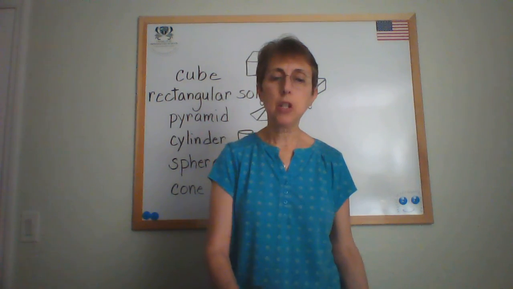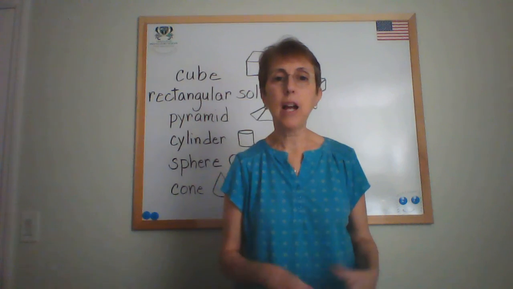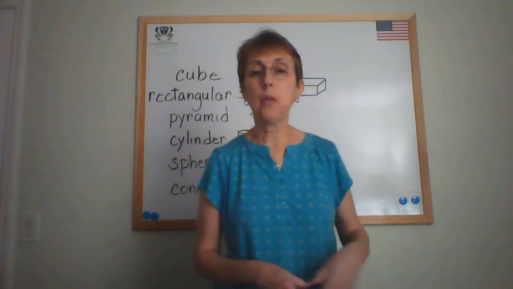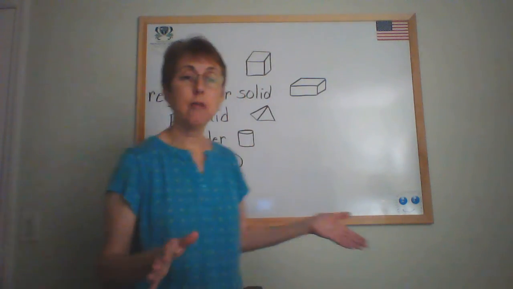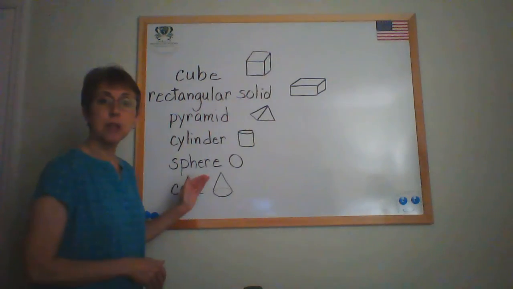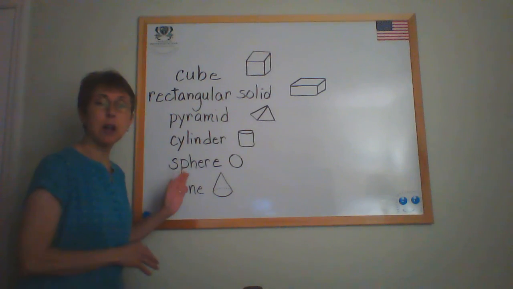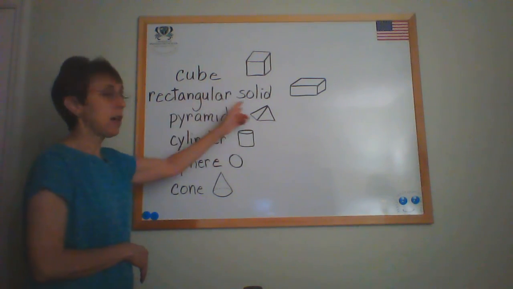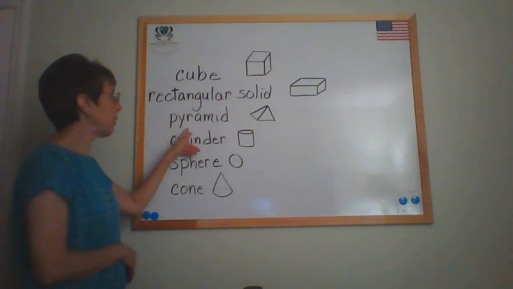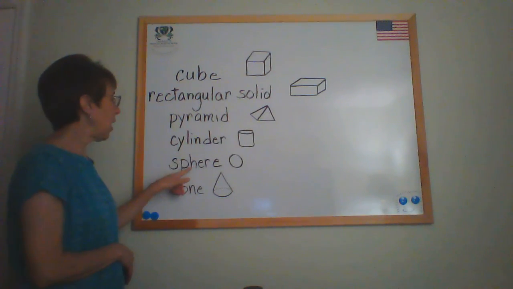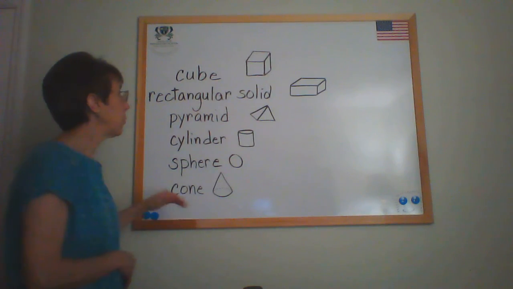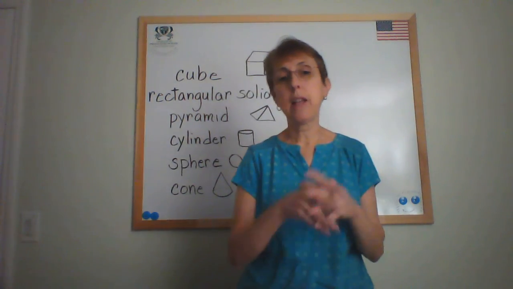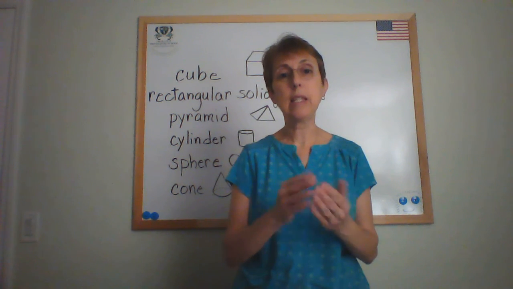Now, geometric shapes are unlike your flat shapes. Geometric shapes take up space. So, I drew, and don't make fun of my drawings, some of the figures, some of the shapes here on the board. So we have a cube, a rectangular solid, a pyramid, a cylinder, a sphere, and a cone.